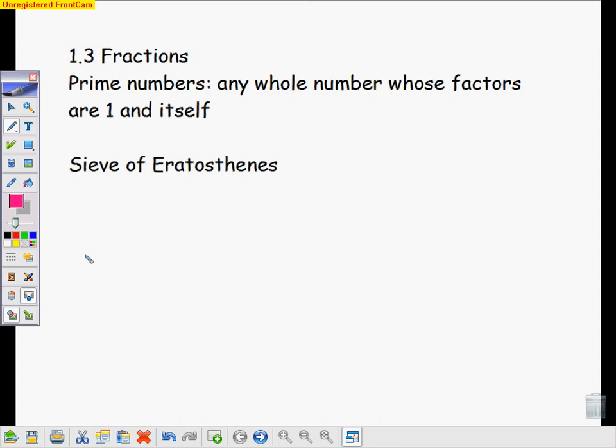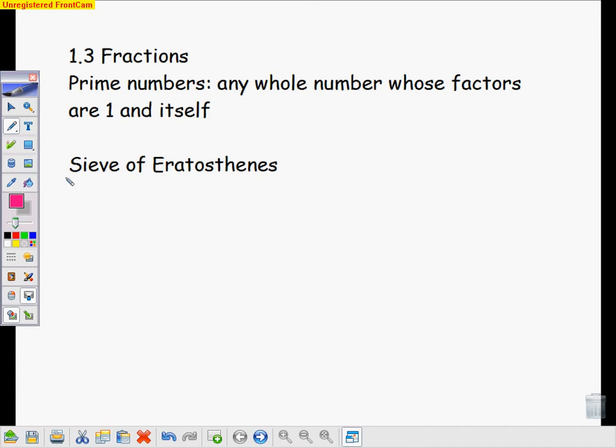Good morning. Today, what we're going to do is look at 1.3 in college math, which is about fractions. We're going to start by talking about prime and composite numbers. To start with, prime numbers: any number whose factors are 1 and itself. We're going to start by finding all of the numbers between 1 and 100 that are prime.